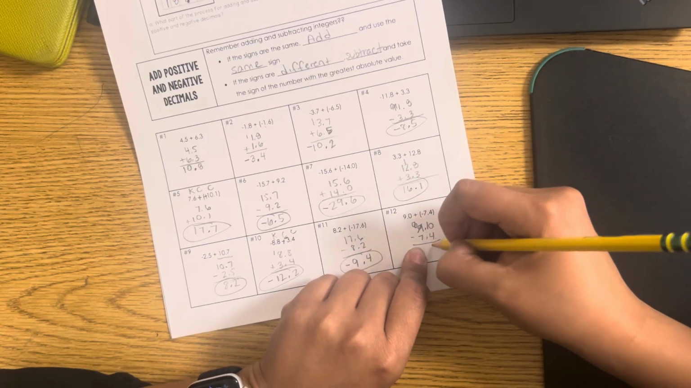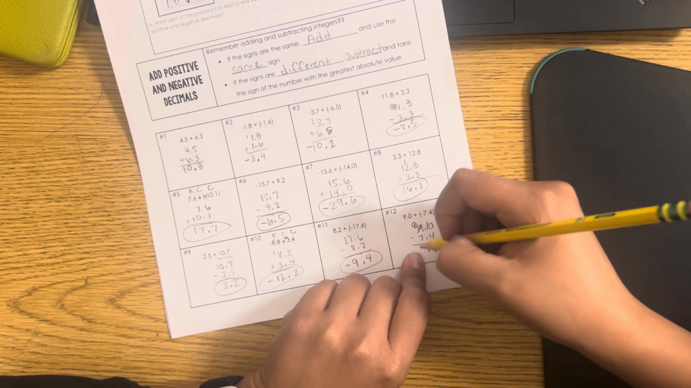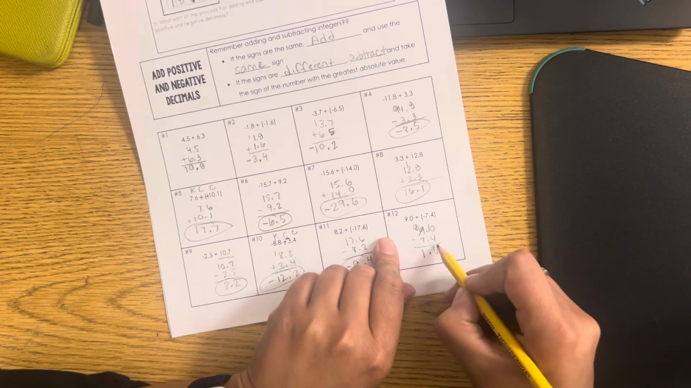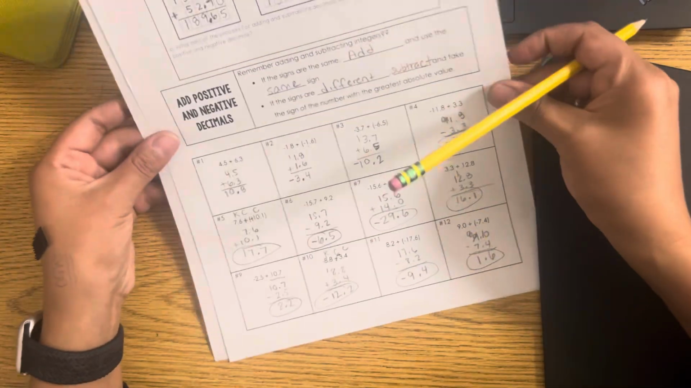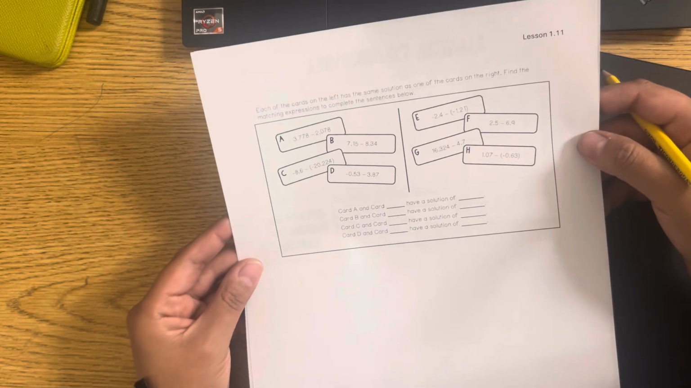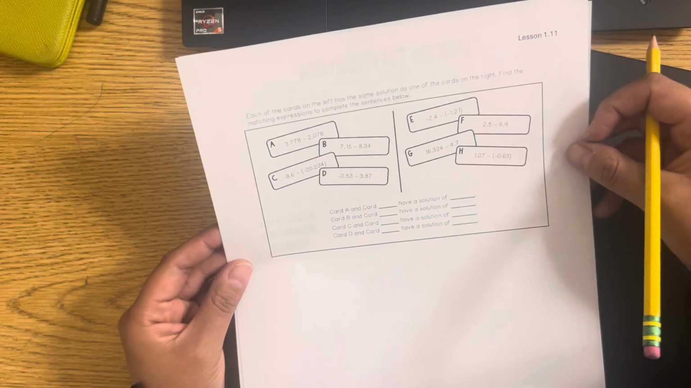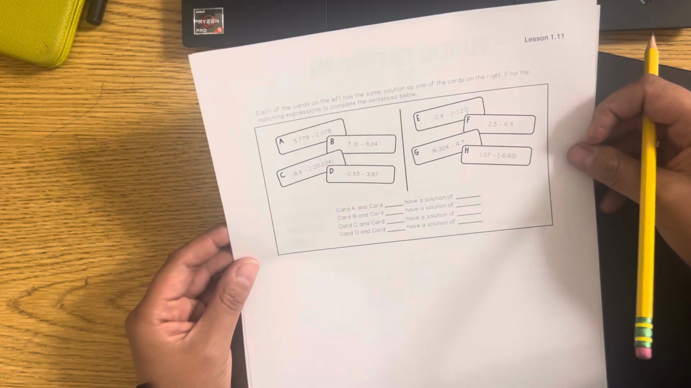10 minus 4 is 6. Bring down your decimal. And 8 minus 7 is 1. 9 is larger absolute value, so it's positive, which means my answer is positive. And then it gets pretty repetitive, but I'm going to talk about the different cases here. You can stop the video if you want. I'm just going to play with this one and see like if it was an actual problem.